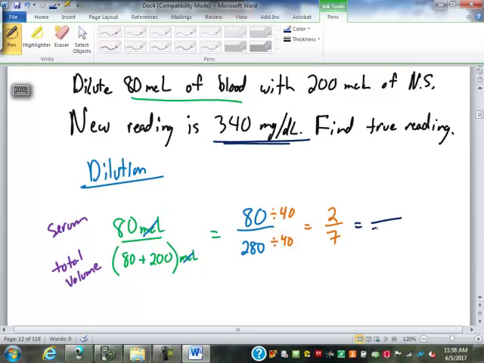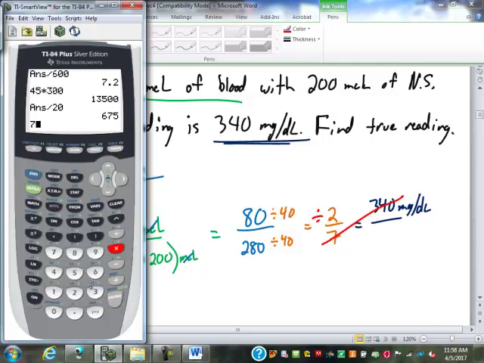The 340 is going to go on bottom because that's the larger. Oops, sorry, the 340 doesn't go on bottom. The 340 goes on top because we would expect that to be the smaller number compared to the actual reading. And now we'll cross multiply and divide. 7 times 340 divided by 2. Oops, that didn't work.